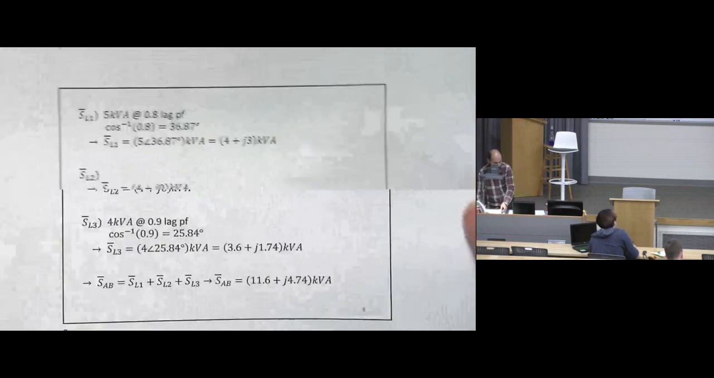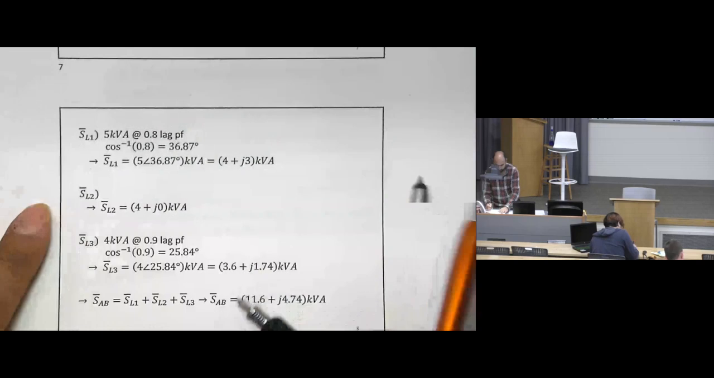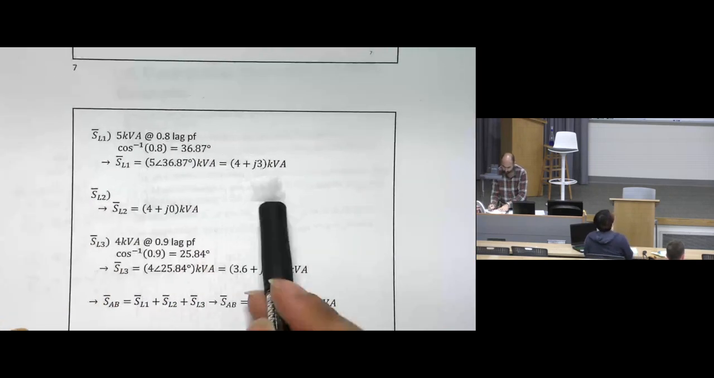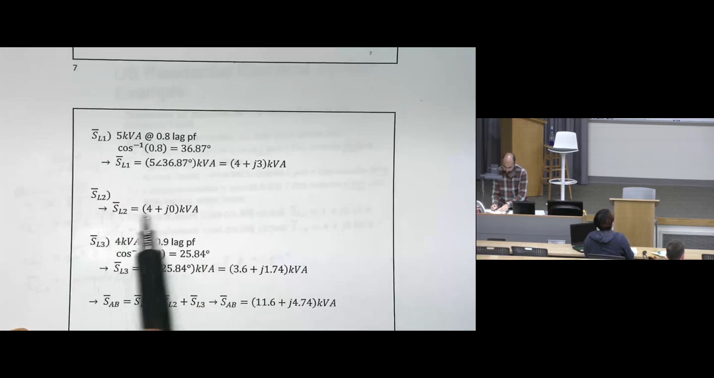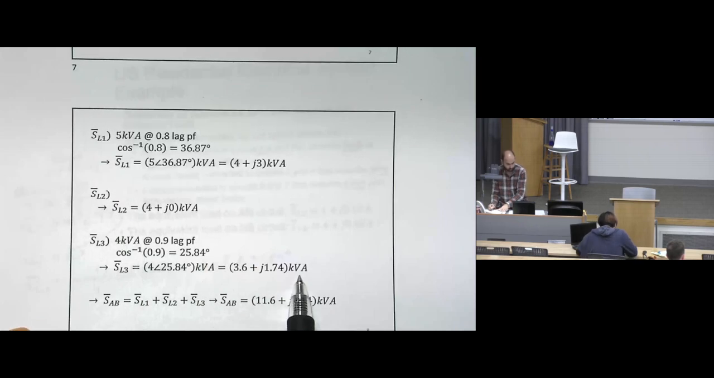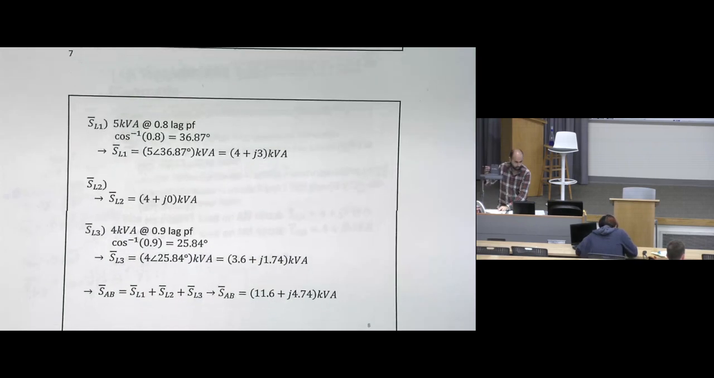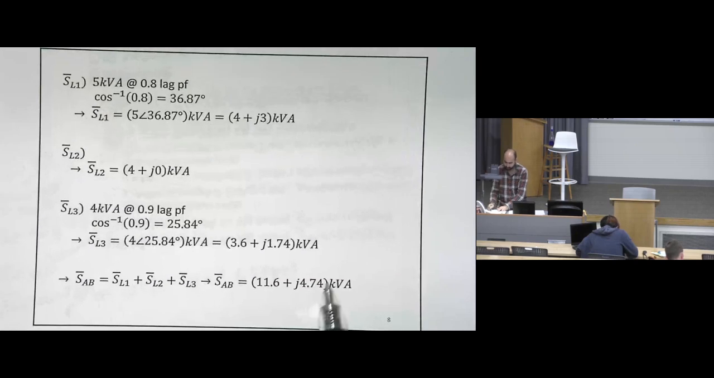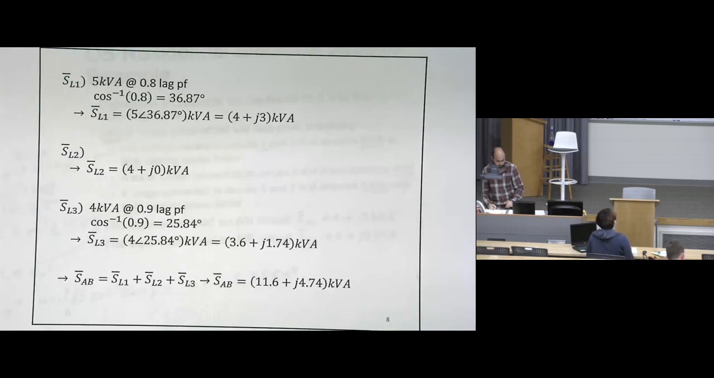So in summary, here are the procedures. This is how we find S load, and convert it to rectangular. This is S load 2, this is S load 3. Then add them together to get this. After that, we need to determine the currents. How can we find the currents?